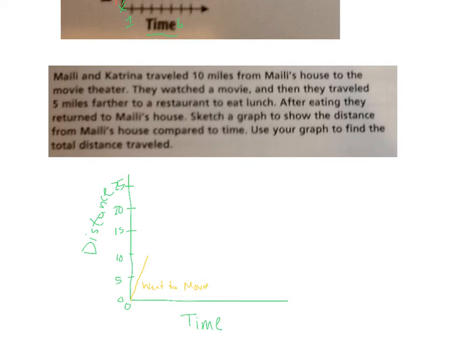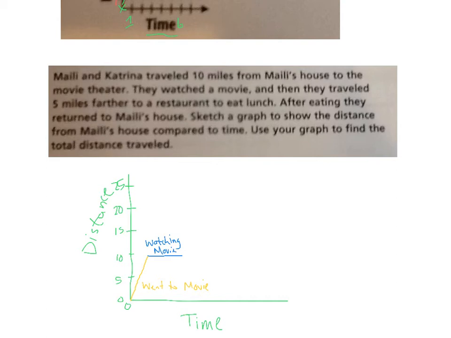Then they watched the movie, and just like when we went to the beach, their distance doesn't change. They don't get further away from Maylee's house, but they do spend more time. So it's a straight line. So this is watching the movie.